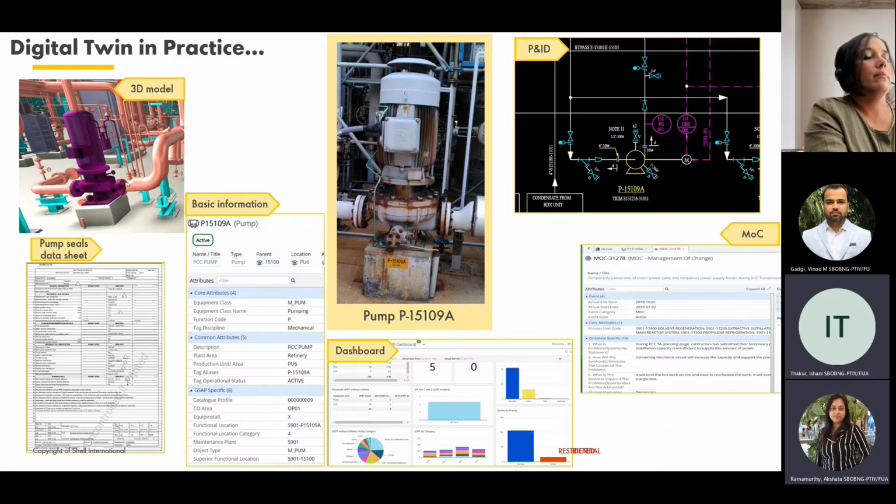So if you see, we have the information: is this pump active currently? What is the description of this pump? Where is it located? What is the maintenance unit? Like where is it located in the whole environment in the production plant? Plus, we have some of the data sheets that we can see. So the pump seal data sheet is one of the documents associated with this pump. Plus, we have the drawing. This P&ID is a drawing of the whole production plant, so we can see where exactly in the production plant this particular pump is located.